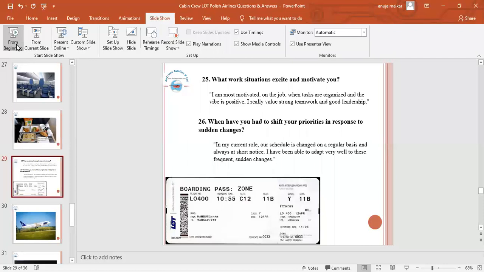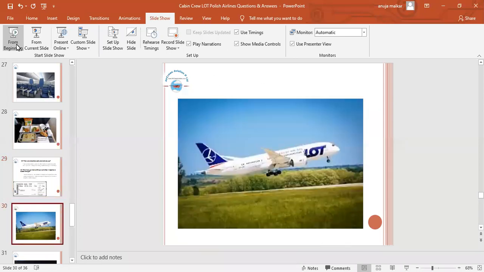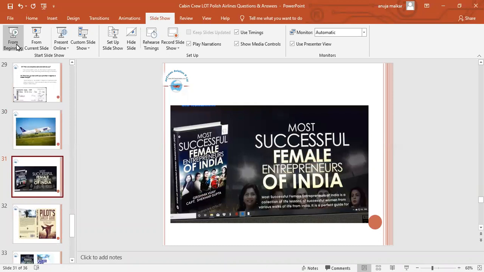Next question is, when have you had to shift your priorities in response to sudden changes? This shows how you can adjust to changes, or the vulnerability I just talked about, so how good you are at handling vulnerable situations. An ideal answer could be, in my current role, our schedule is changed on a regular basis and always at short notice. I have been able to adapt very well to these frequent sudden changes. The person who can adapt to changes will survive in these difficult times.